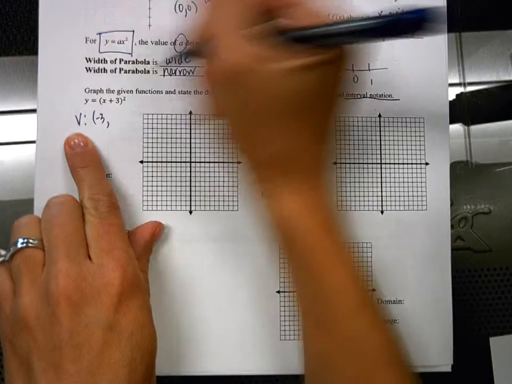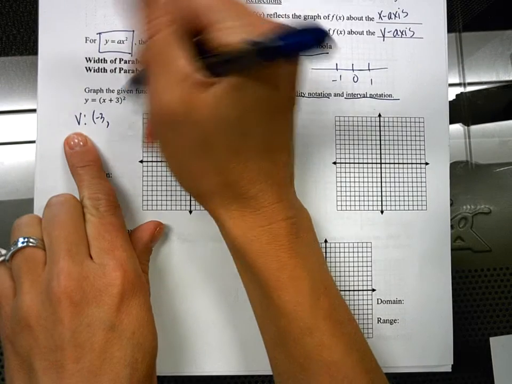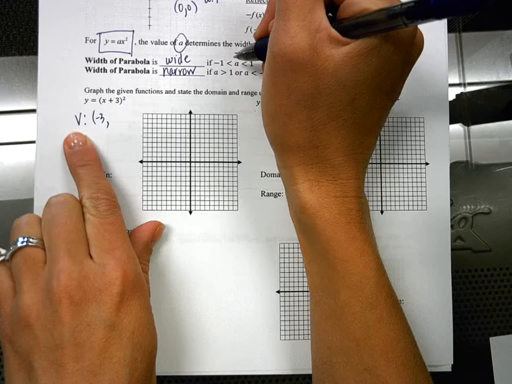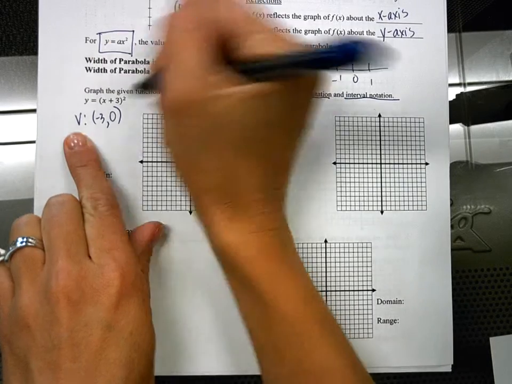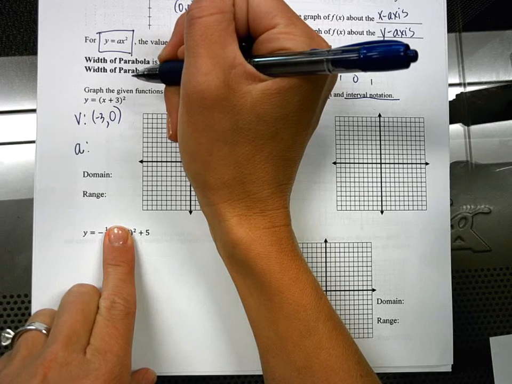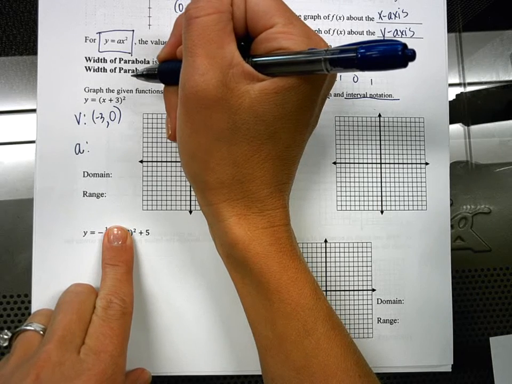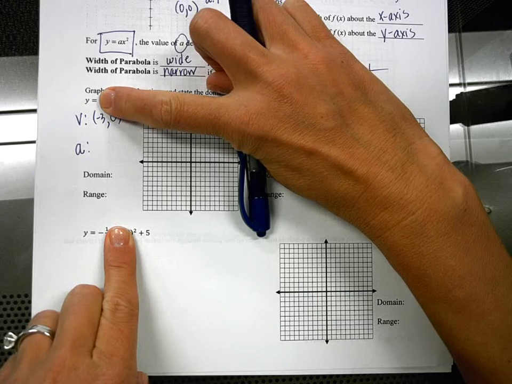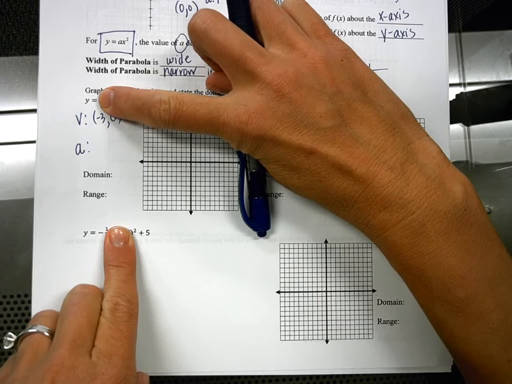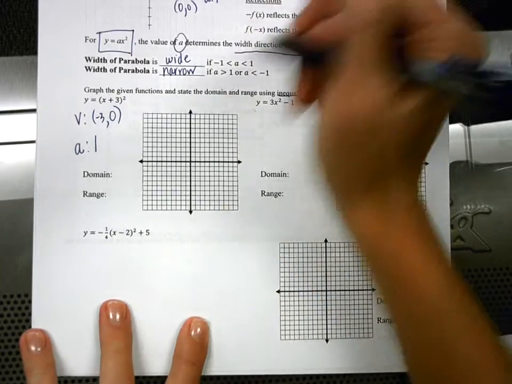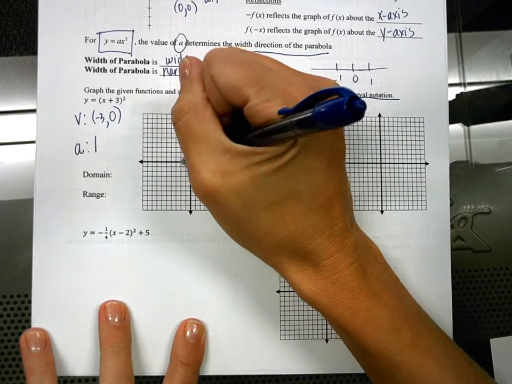The y value, whatever's being added at the end, is your y. So is anything being added at the end here? 0. So that is my vertex. What is my a value? So your a value is always in front of your x squared term. Is there any number in front there? No, so it's just going to be 1. Okay, so we're going to go ahead and plot this. We're going to go left, 1, 2, 3, up 0.